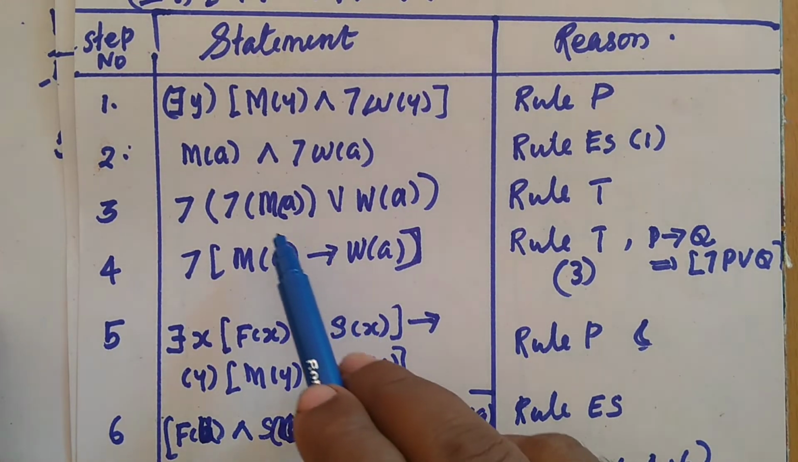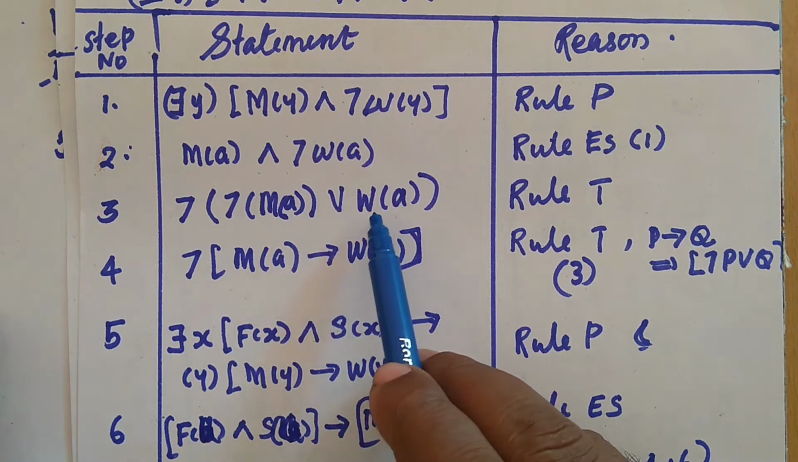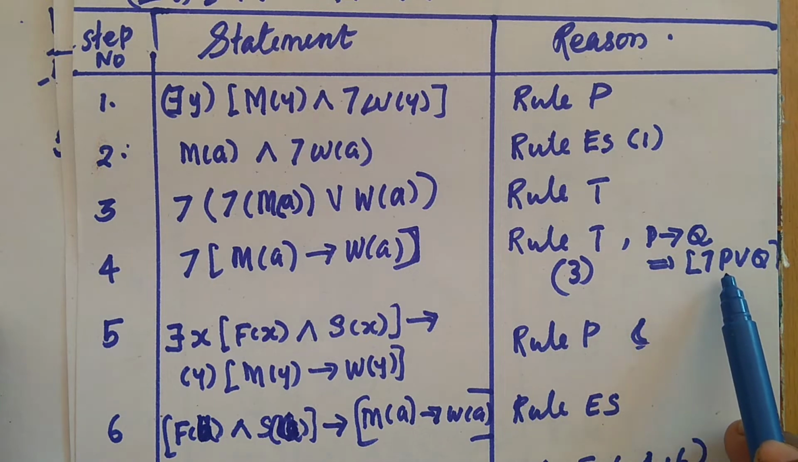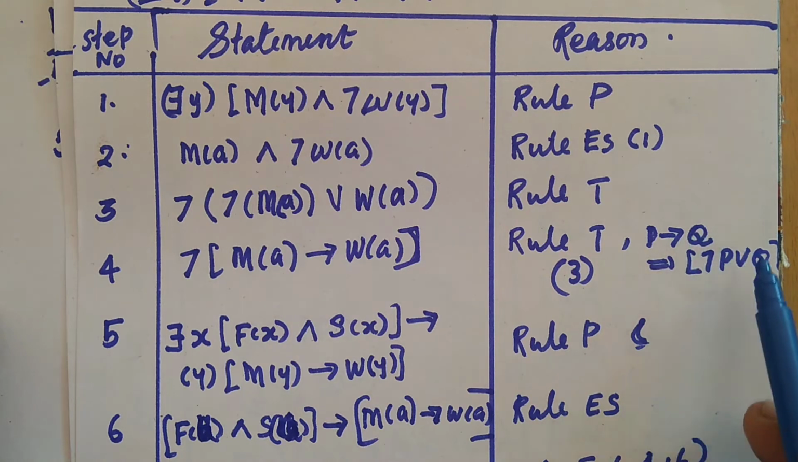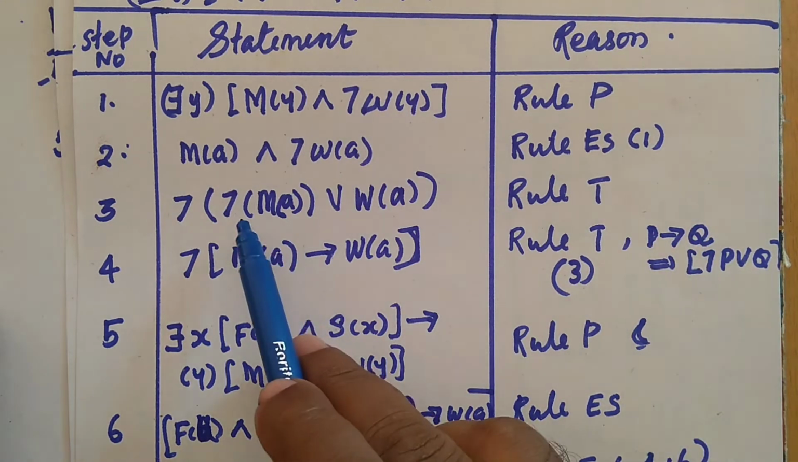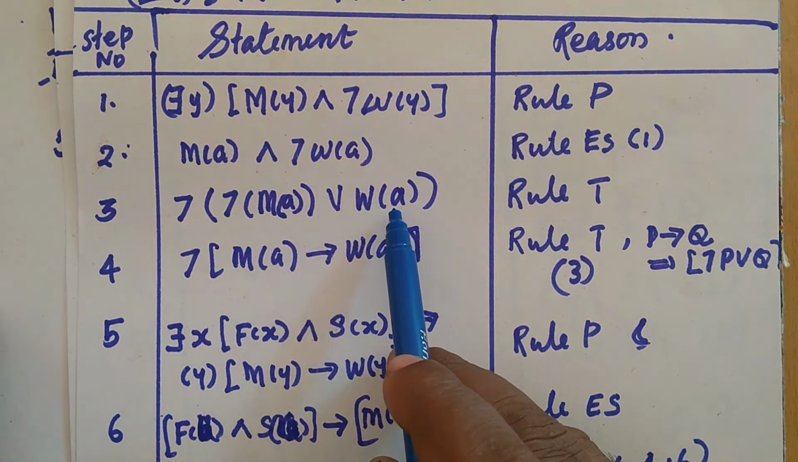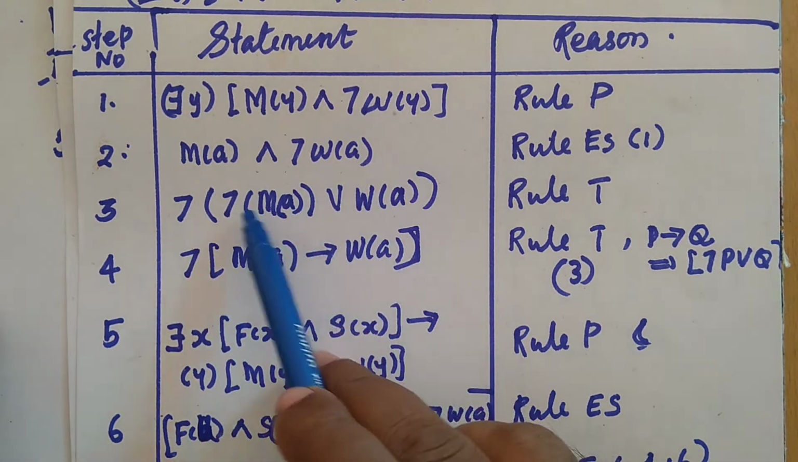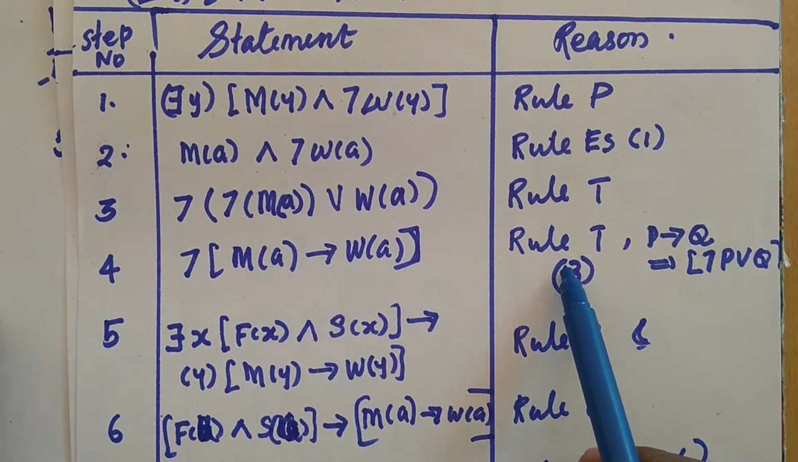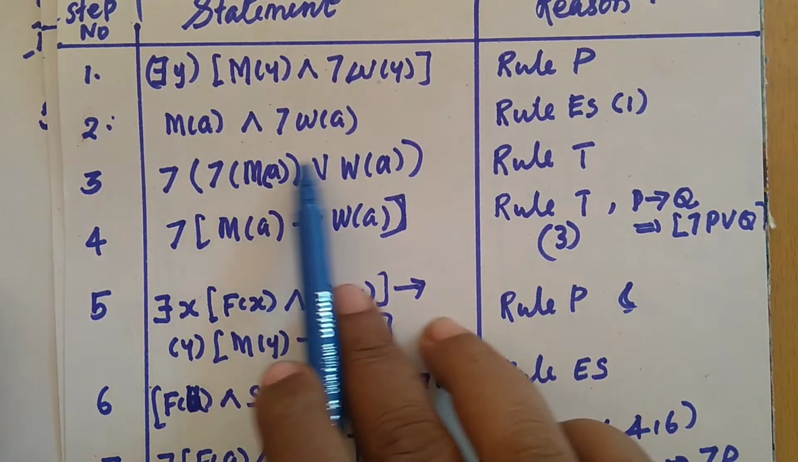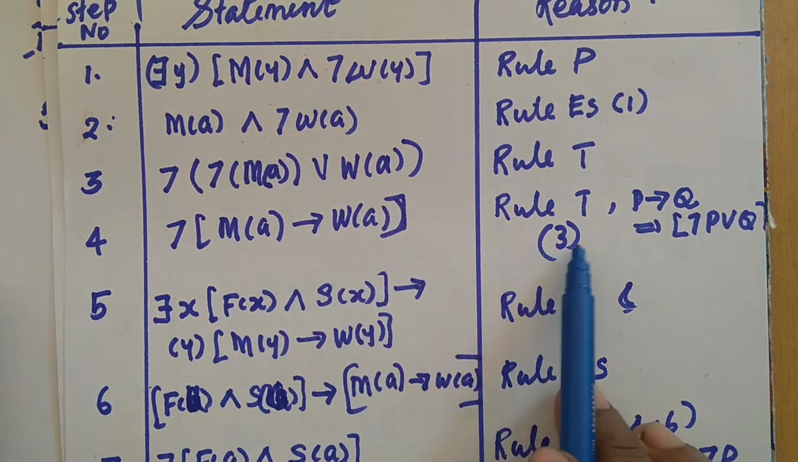Now negation P or Q is equal to P implies Q, that is a formula. P implies Q is negation P or Q. We can take this for this one or this for this one. So here this term is present, so we can take this one. Instead of negation P or Q, we can use P implies Q. That is also formula rule T. And this term we got from statement 3, so we put 3.